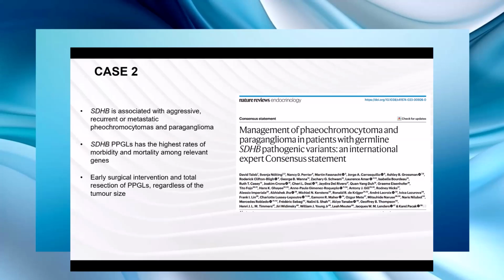Given that SDHB is associated with aggressive, recurrent, and often metastatic tumors, and with high rates of morbidity and mortality, early surgical intervention and total tumor resection is recommended regardless of the tumor size. So this is another example showing that germline genetic testing results directly influence surgical decisions.